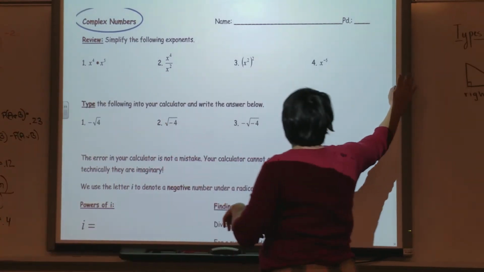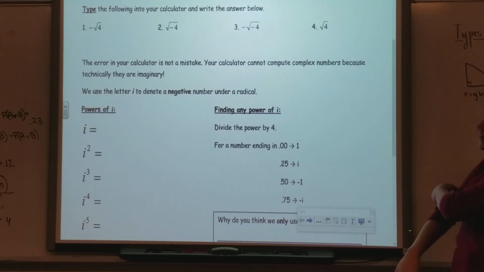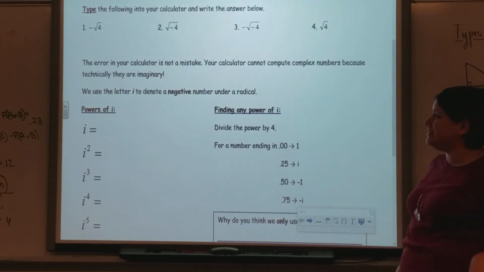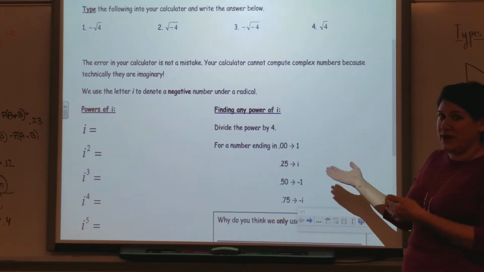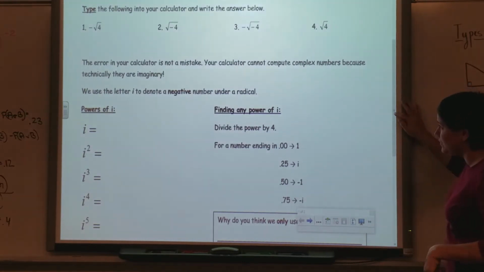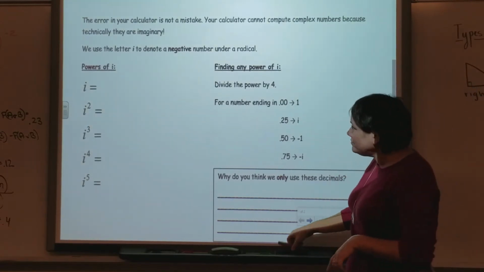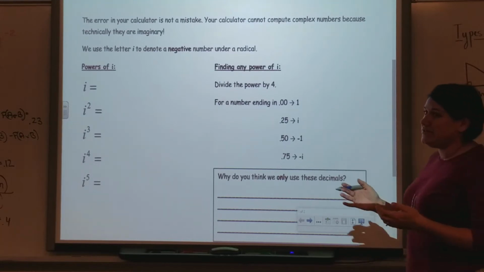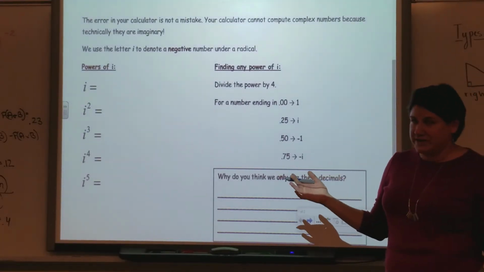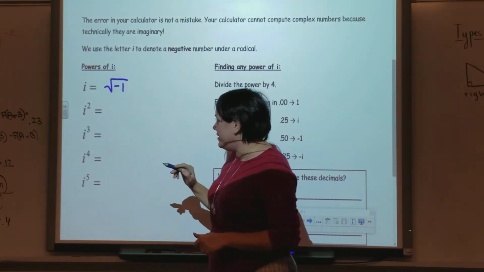And then if you read my little statement here, the error in your calculator is not a mistake. Your calculator cannot compute complex numbers because technically they are imaginary. So in that case, this is one of those where you're going to have to do everything by hand. But it's not too difficult. There are only 4 different powers of I. So we use the letter I to denote a negative number under a radical. The simplest number you can think of is 1. So I is equal to the square root of negative 1.